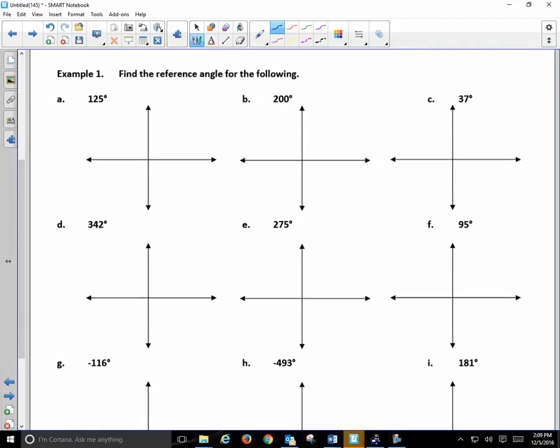All right. So we're going to practice. We're going to do 9 problems where we're finding the reference angle, and then you will have time to work. 125 degrees. Which quadrant will that place me in? Second quadrant. So that arc is going to be the reference angle. I take the larger minus the smaller. So I take 180 minus 125, which is 55 degrees. That is your reference angle.